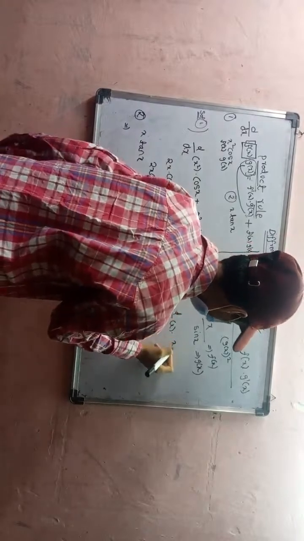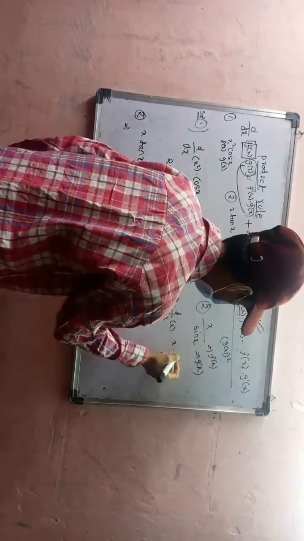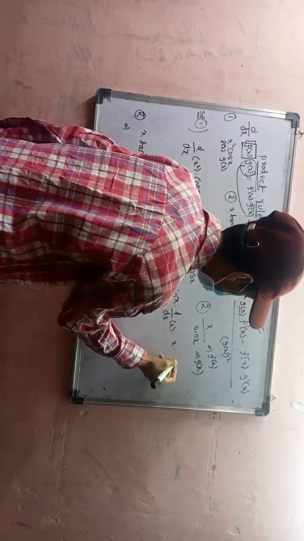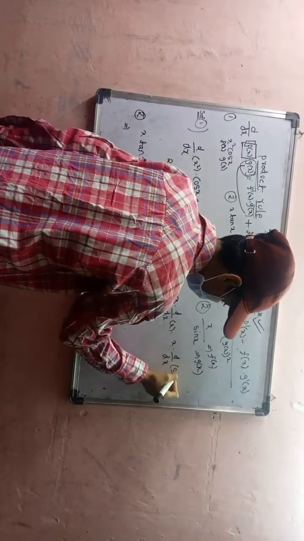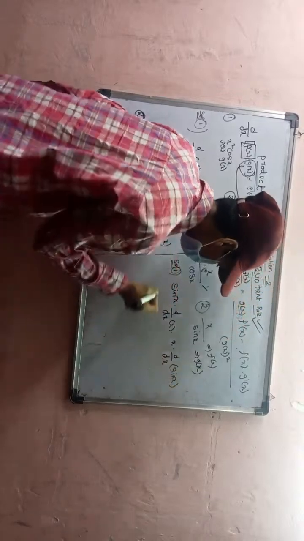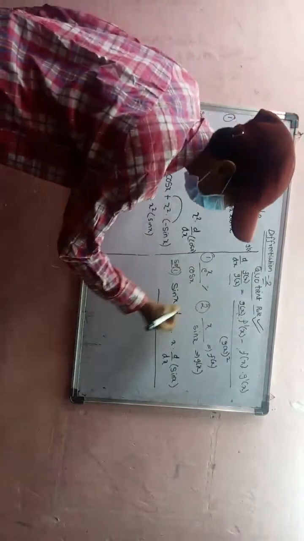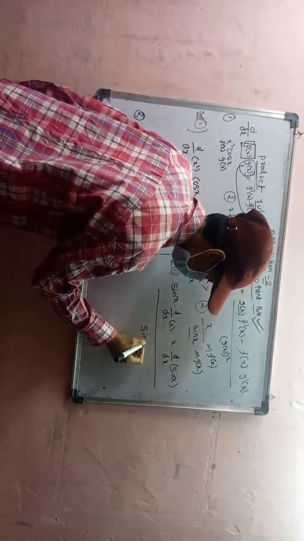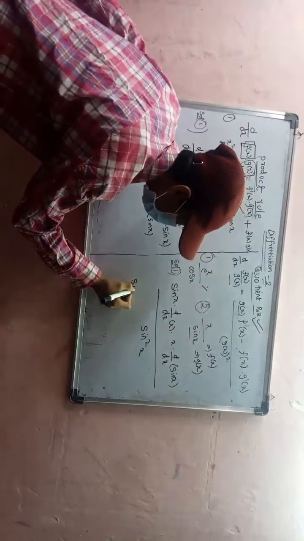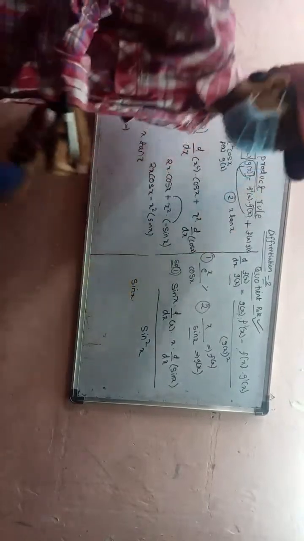F of x into g dash of x means d by dx of sin x. By which square? G of x whole square means what is here? G of x is sin x square, sin square x. Okay. Now see here, we should do this.